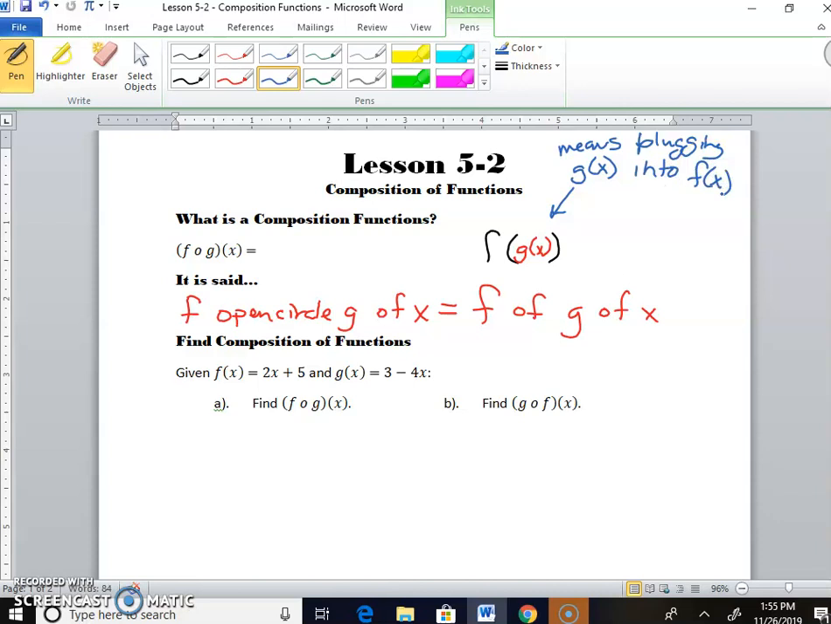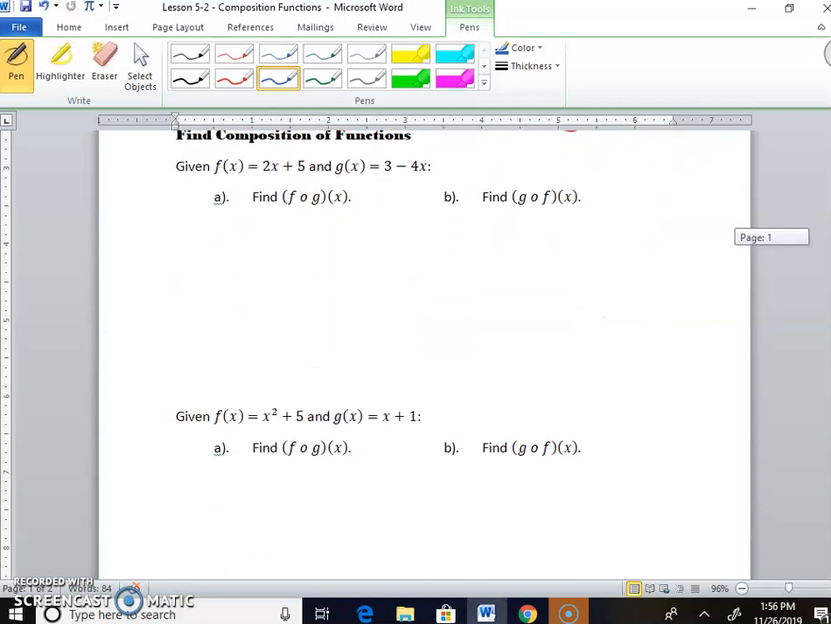So in the past, we've had numbers in there, okay, and if there was a number in there on our f, then we plugged in that number for all of our x's. But now, instead of plugging in a number, you're going to be taking a function and plugging that into another function. Okay? So, if I look down below, we've got a few practice problems down here. One of our practice problems says, given f of x equals 2x plus 5 and g of x equals 3 minus 4x, it wants you to find f open circle g of x.